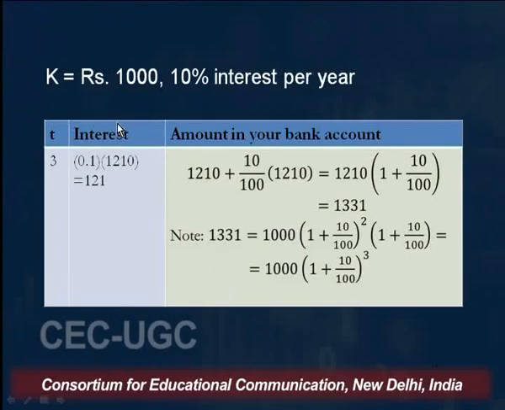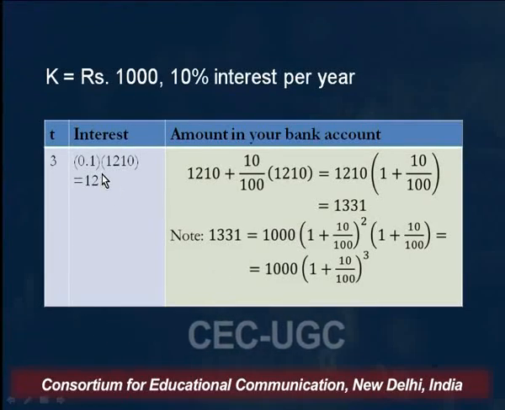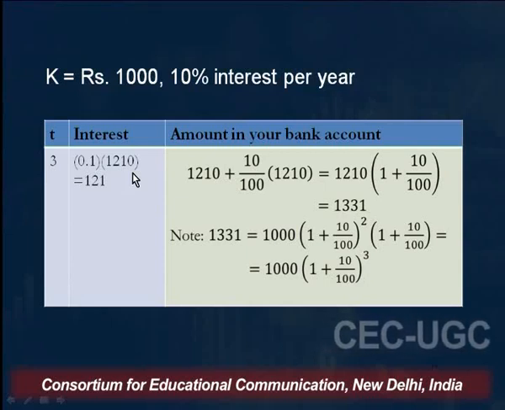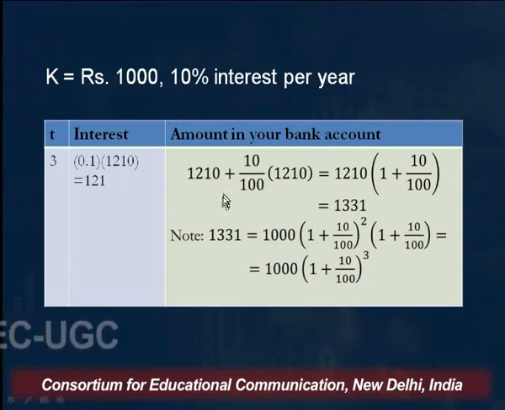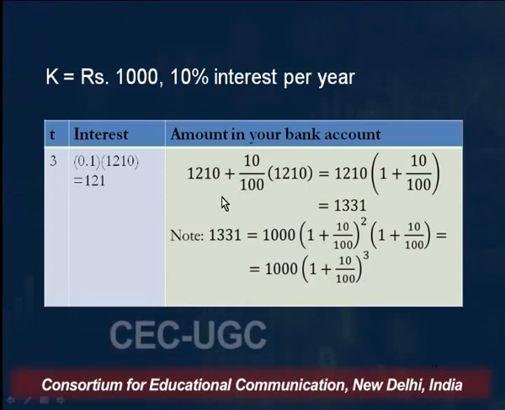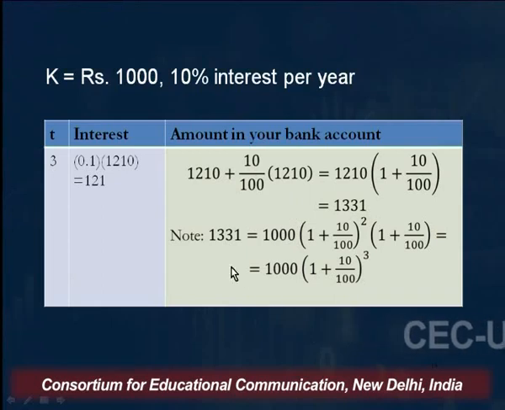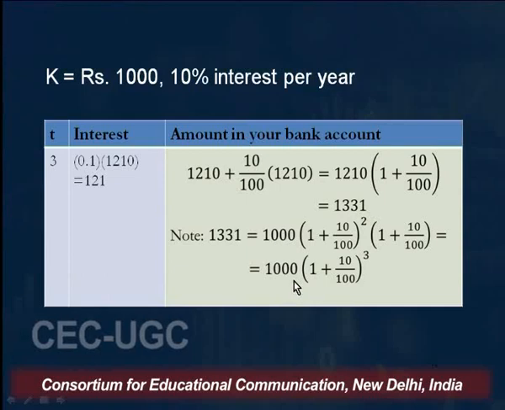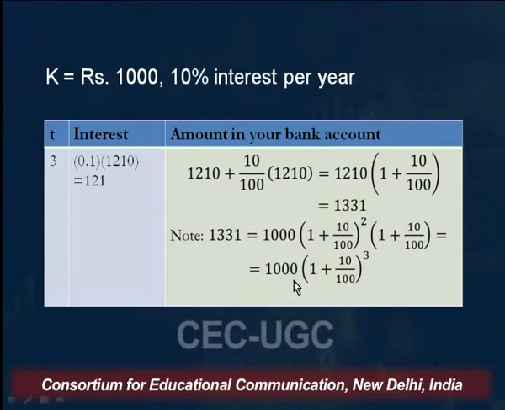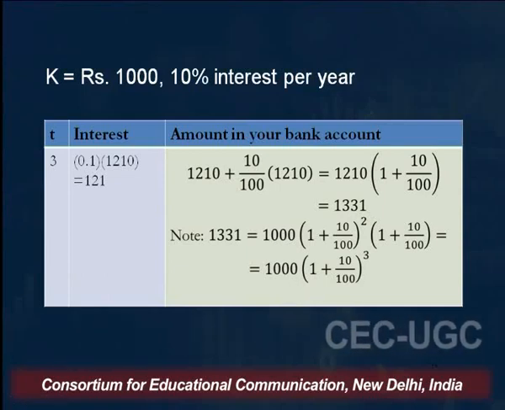Then in period 3, what will happen? The same argument. Now you're going to earn 10% interest on 1210, which is 121, and then your amount at the end of year 3 will be 1210 plus 10% of 1210, which is 1331. And this again can be written, you can look at these calculations here, as 1000 times 1 plus 10 by 100, the whole cube.